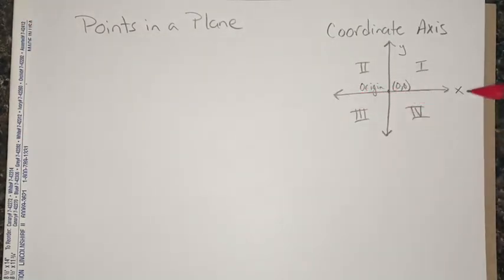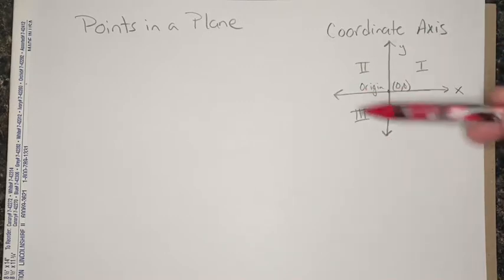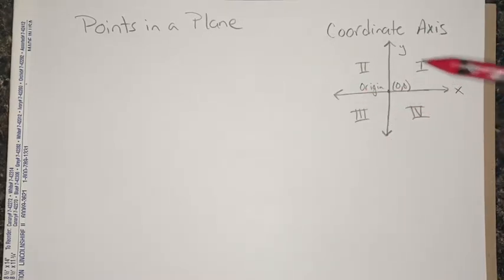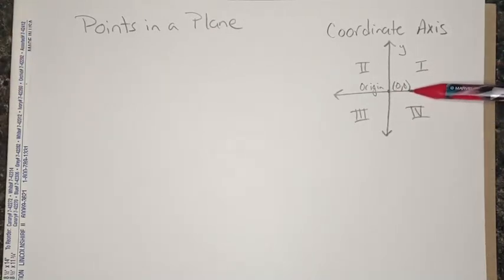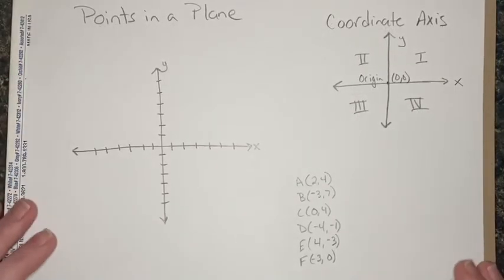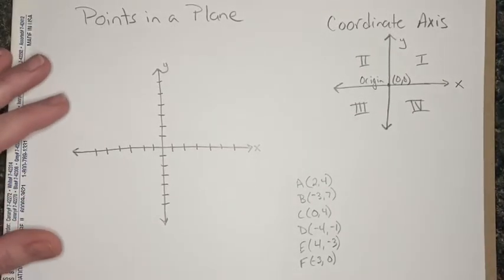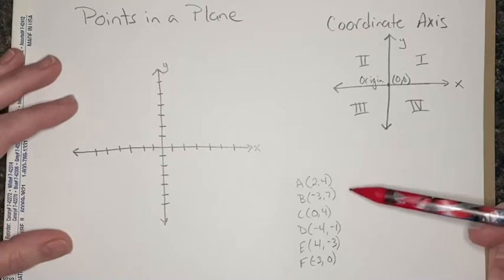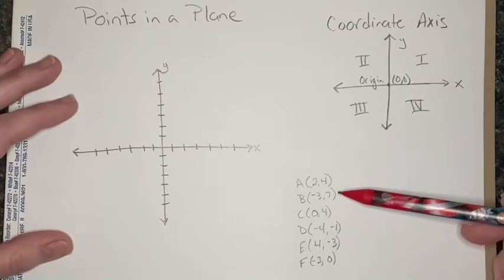The x-axis is our horizontal line, and the y-axis is our vertical line. And the x and the y-axis put together is called the coordinate axis or the coordinate plane. All right, and like I said, the origin point is at 0, 0. If we take a look at this coordinate plane that I have drawn here, I've taken it from Model 1 on page 3 of your book.